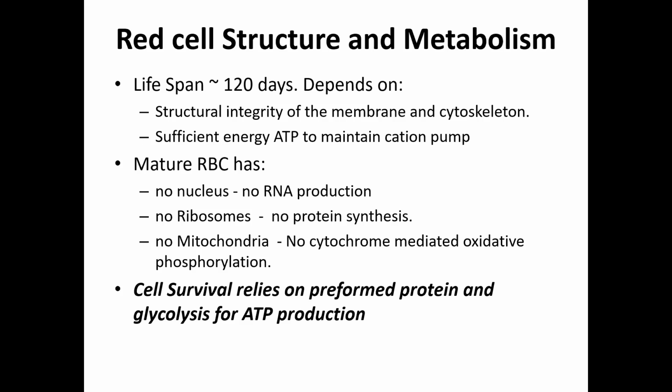Therefore, all the protein that the mature red cell needs must have been there during erythropoiesis, when the red cell was maturing from the pro-normoblast stage. The mature red cell does not form any new proteins, and it will rely on glycolysis for ATP production. Therefore, anything that will affect these pathways will affect the lifespan of the red cell.